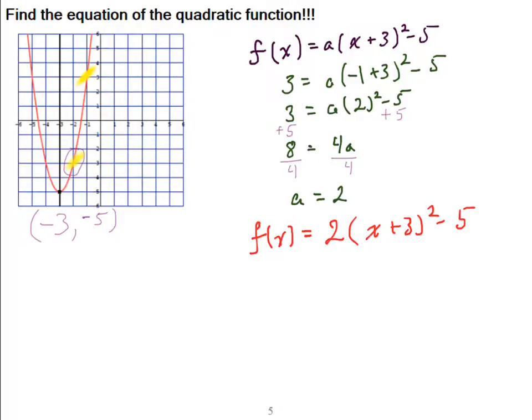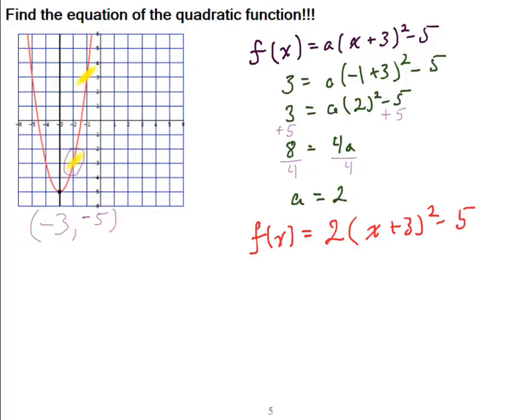So we plugged in h and k from our vertex into the formula. And then we had to pick a point. I used the point negative 1, 3 because smaller numbers are easier to work with. That's why I chose it. So I plugged negative 1 in for x and 3 in for f of x because that's our y value. And I simplified it and solved for a, and I got a equals 2. Then you back substitute a equals 2 into our initial equation at the top, and that's what we get. All right?